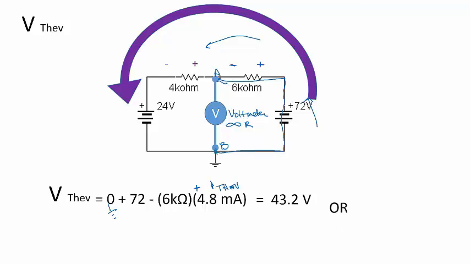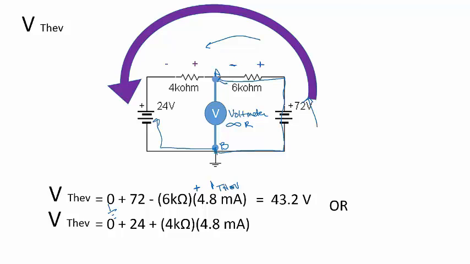Now, you could also do it the other way, meaning we could go from B to A the other direction, against current, which is a method. And you'll see that if you go the other way, you'll get a positive 24, but a little bit differently over this resistor, since you're used to dropping all the time. You're not dropping because you're going from negative to positive, and you'll see that this is a positive 4 kilo ohms times the I Thev of 4.8 milliamps, which also gives you 43.2.